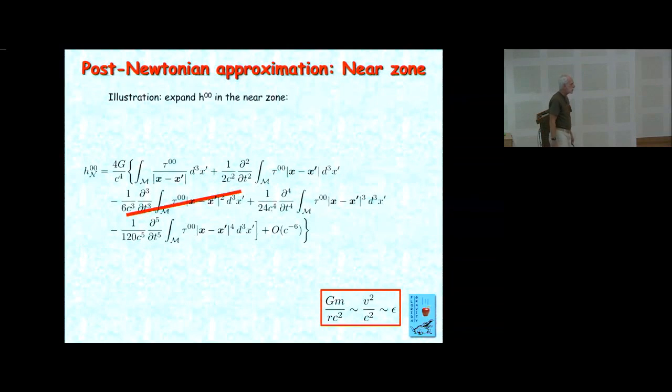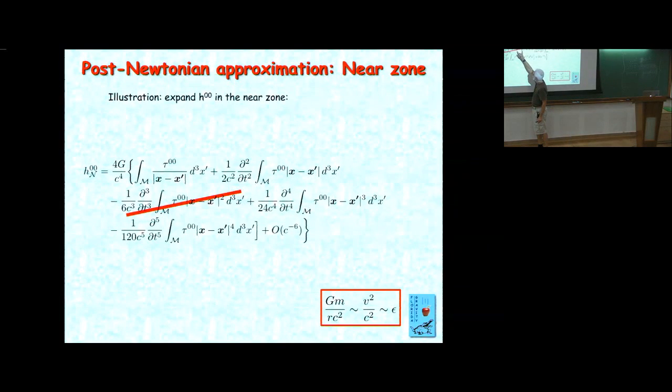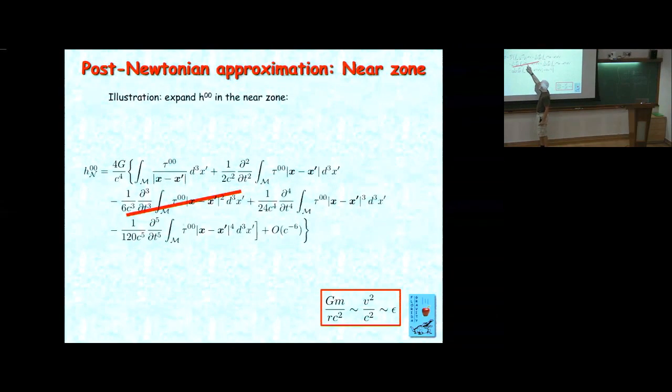Here's a term that you can actually throw away. If you think about it, it's three time derivatives times tau 0,0 times x minus x prime squared. Well, let's look at this term by term. Let's actually work out this square. So it's going to be x squared minus 2 x dot x prime plus x prime squared. So the first term has x squared. Well, that's not x prime, so it could be pulled outside the integral, and we have three time derivatives of the integral of tau 0,0 d3x prime. Well, what's that? Zero, right? It's two time derivatives of the mass, so it's zero, modulo some higher order corrections.